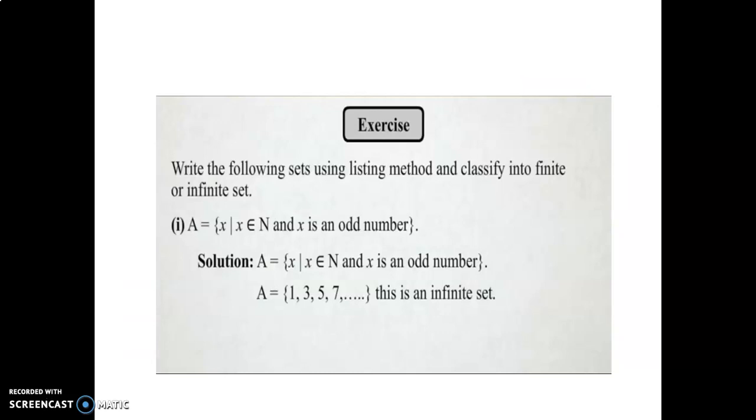Let's go through some examples where you have to write the set in listing method and then classify them as finite and infinite set. First one, A equals {x such that x belongs to N and x is an odd number}. That capital N represents natural numbers. So in listing method, you will write it as A equals {1, 3, 5, 7, ...}. You'll put continuation dots. You don't know where this set will end. So as the elements of this set are uncountable, this set is an infinite set.